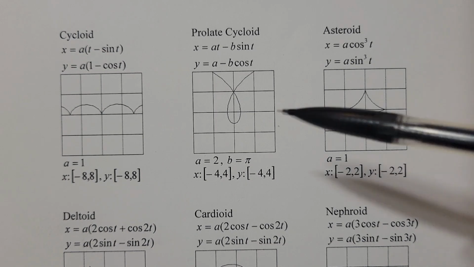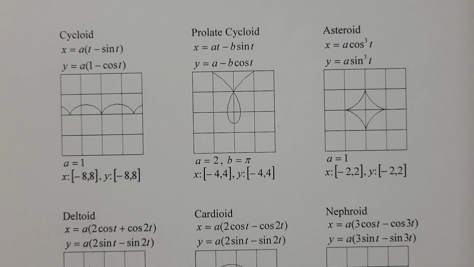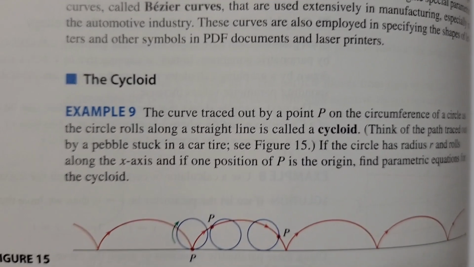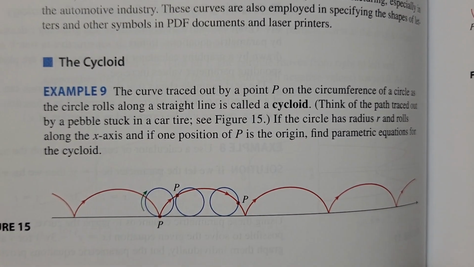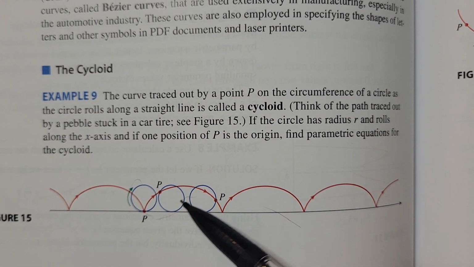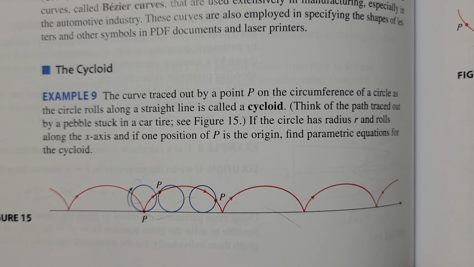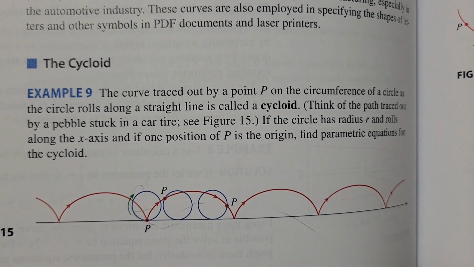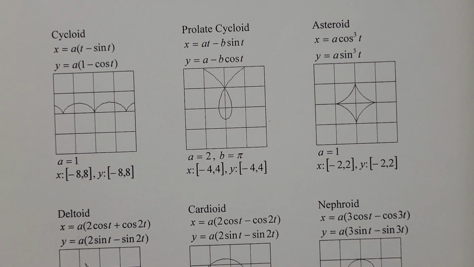But another interpretation of where this curve is coming from is, if you look at example 9 in the book, this is on page 666. The curve is you're following a circle as it's rolling along the x-axis, say, and there's a point P on the circle that's rolling along and it's tracing out this curve. Okay, as it's rolling along there. So that'd be one interpretation of where that curve is coming from.